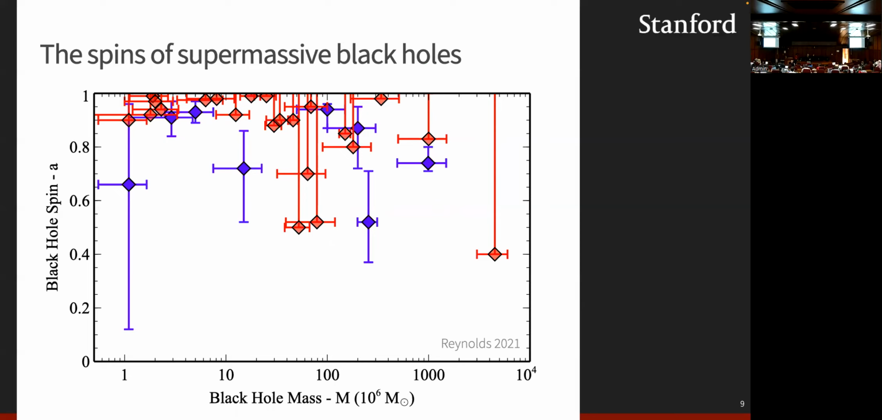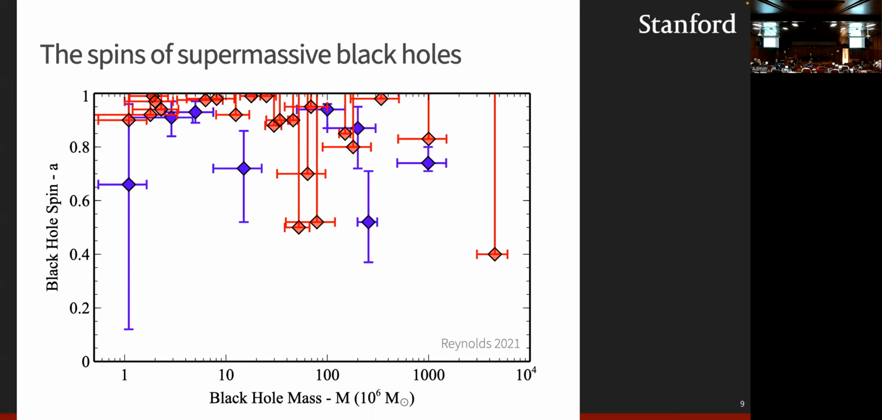But one thing, so does anyone want to say anything about the spins of black holes in our universe from that plot? How do black holes in our universe seem to spin? Fast. Good, yes. So yes, it looks like we don't have black holes of all different spins in our universe.